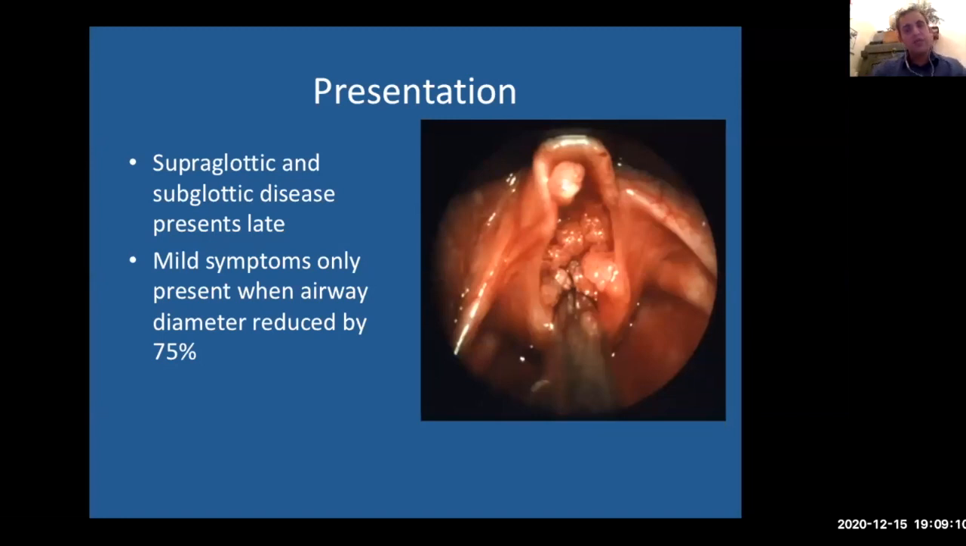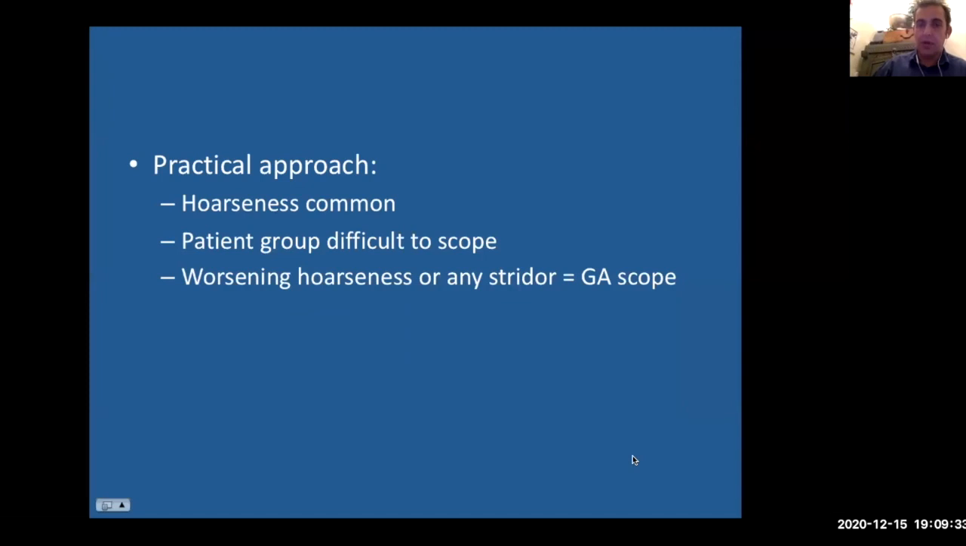The reason the supraglottic and subglottic disease presents late is that patients can have a reduction of up to 75% of their airway before they show mild symptoms with regards to stridor. So they can have papilloma growing away without us knowing. If it's not affecting their voice, then they'll present late.